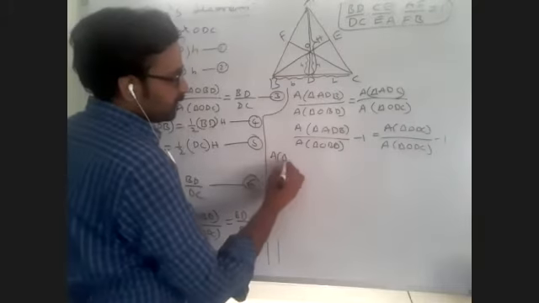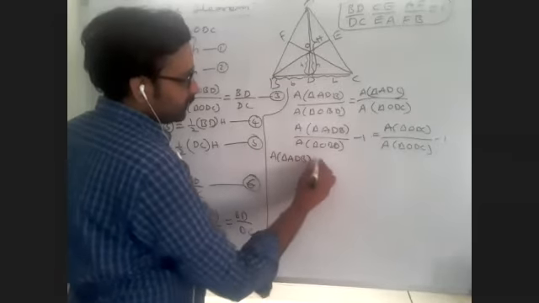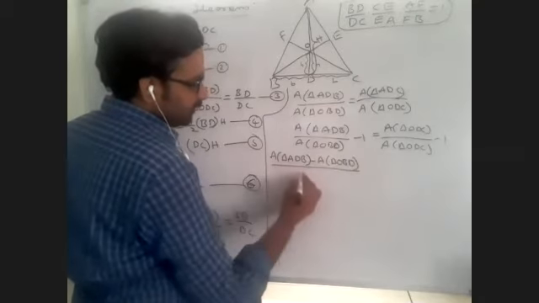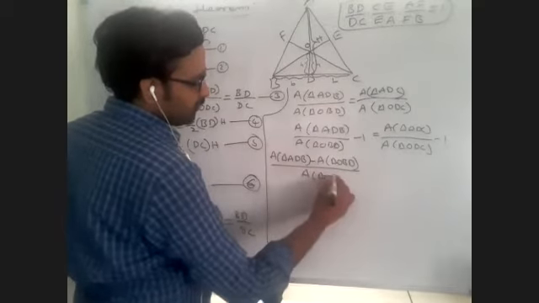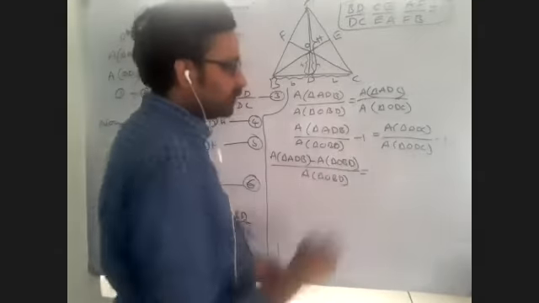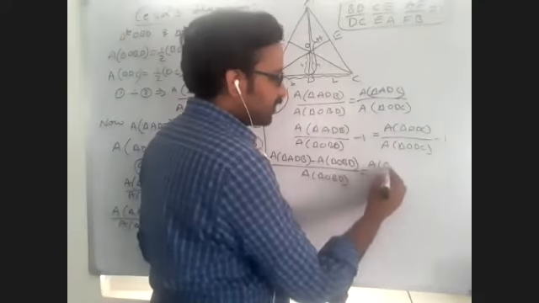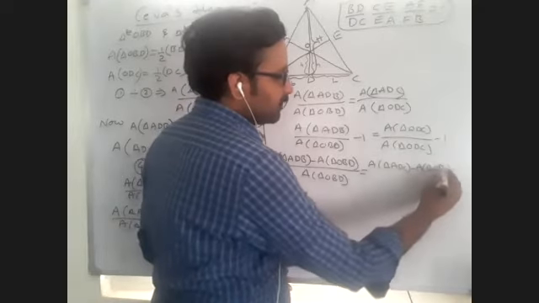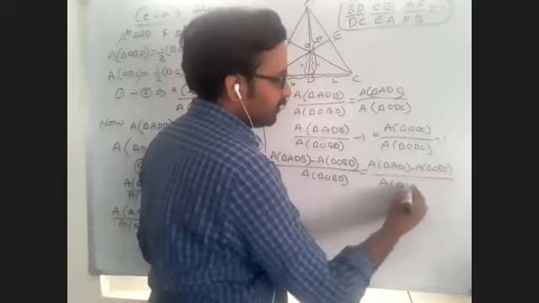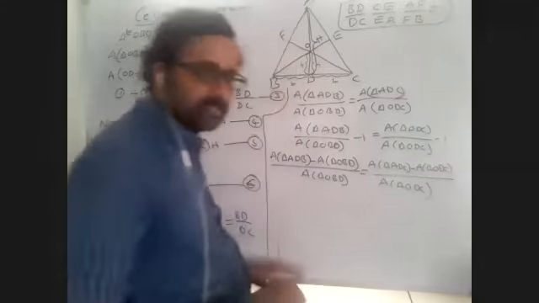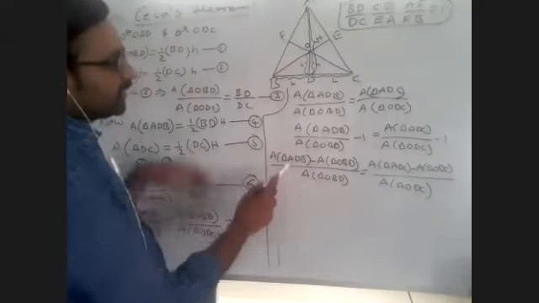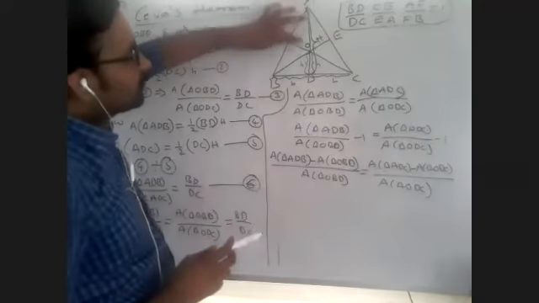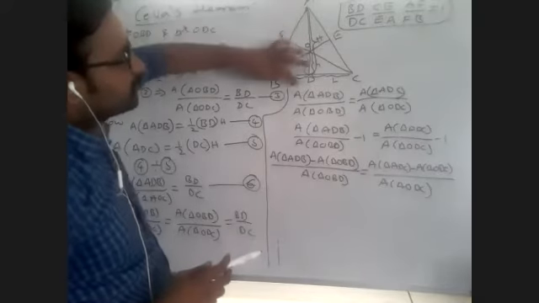Area of triangle ADB minus area of triangle OBD by area of triangle OBD is equal to, same you will get this one: area of triangle ADC minus area of triangle ODC by area of triangle ODC. Now see, area of triangle ADB minus area of triangle OBD, that is OBD, this one.